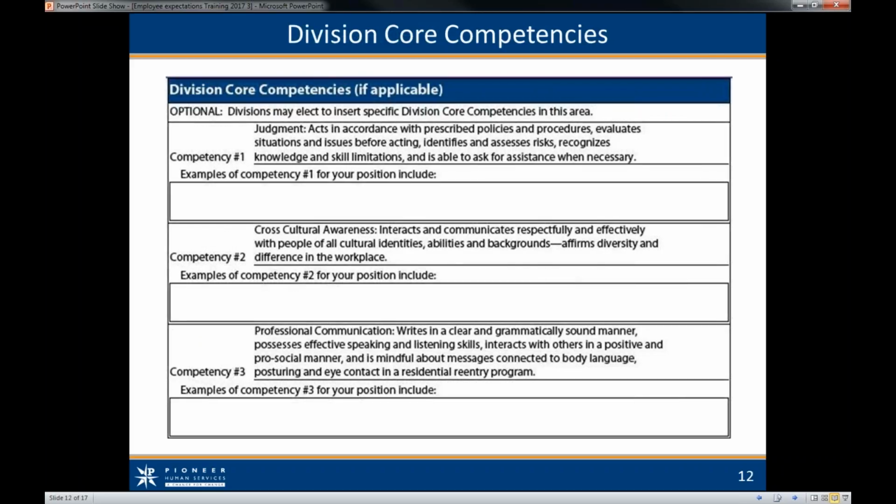Core competencies on the form are taken from reentry. Each division may have specific core competencies, but that's not required. They should be unique and not simply repeating the PHS core competencies. If your division does choose to add core competencies, they should be standard for all employees in the division. You should receive communication from your chain of command to determine what's required in that area.